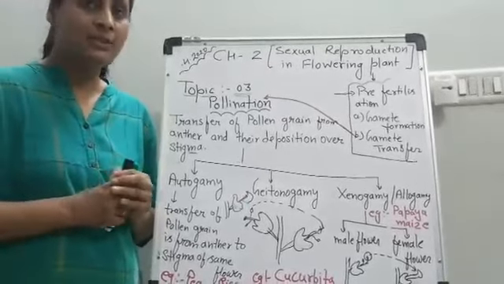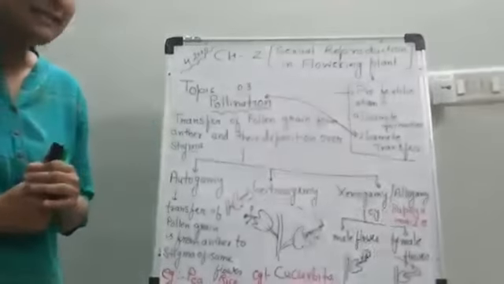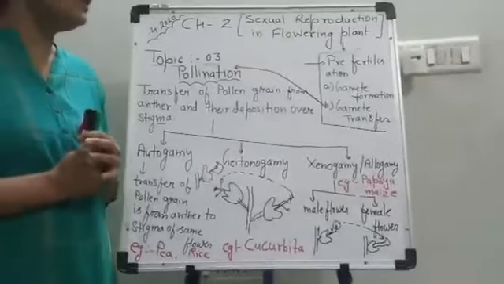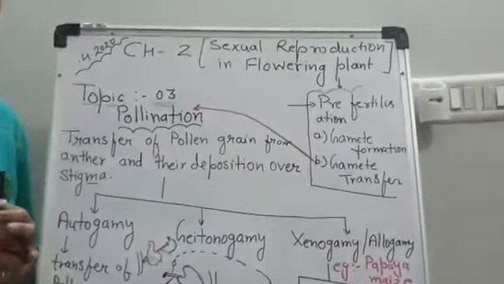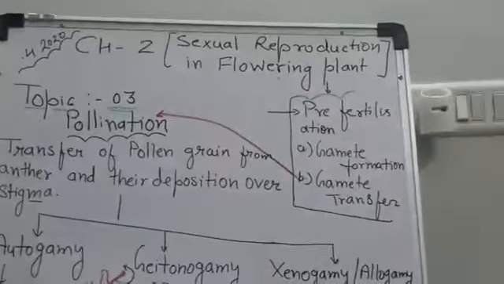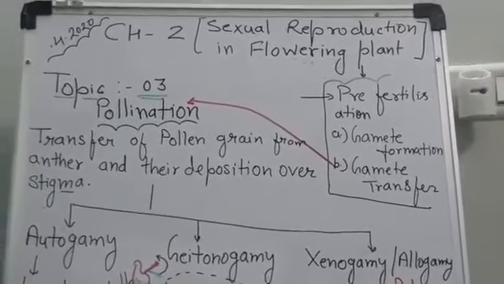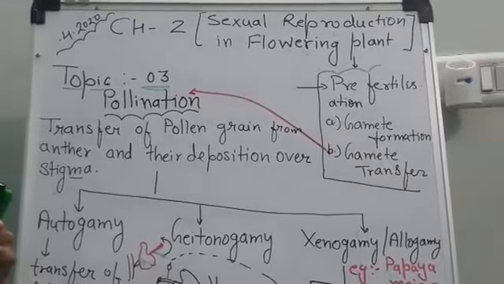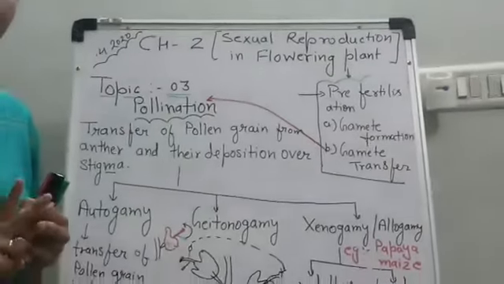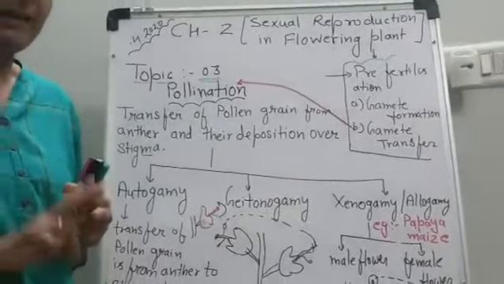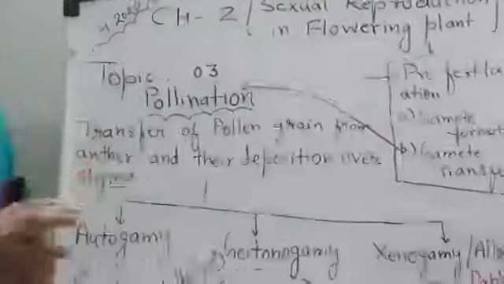I'm your Sapna teacher. We have studied sexual reproduction in flowering plants. There we studied two topics: the structure of the female gametophyte, and gametogenesis, the megasporogenesis process. And today's topic is pollination.